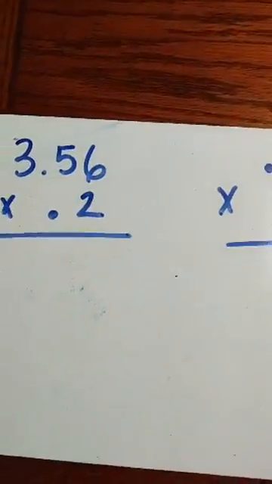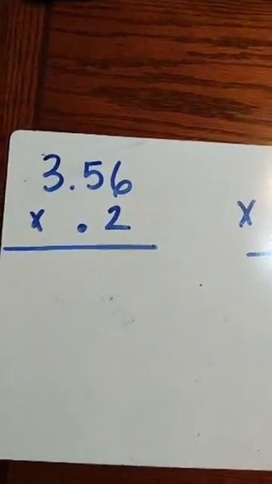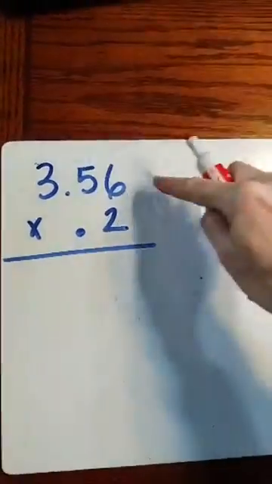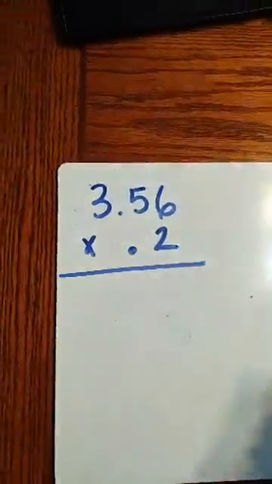Hi, fifth graders. We're going to talk about multiplying with decimal numbers today, so let's get started. Okay, so I've got a problem here that has a decimal number in both numbers, okay?